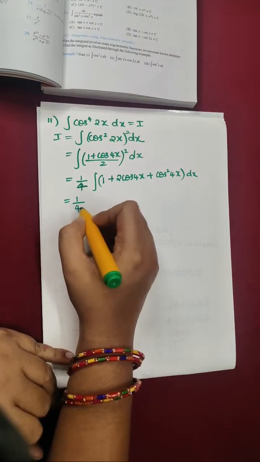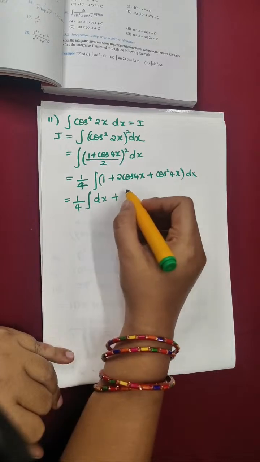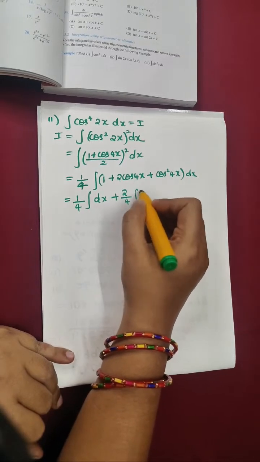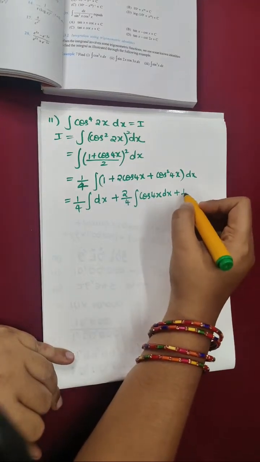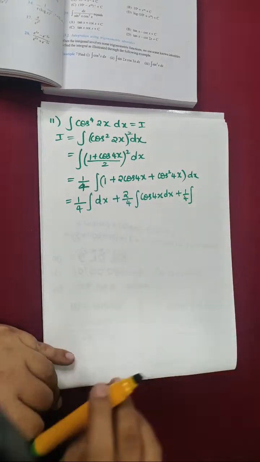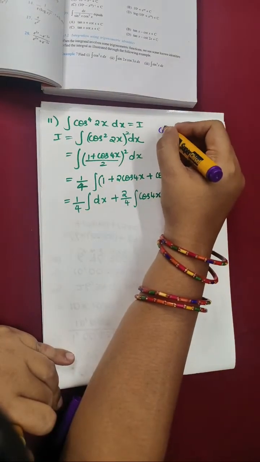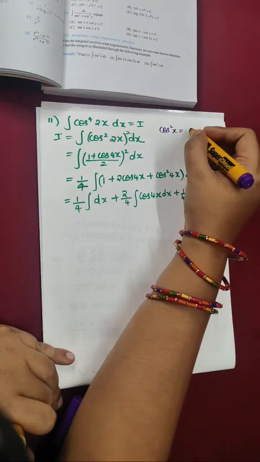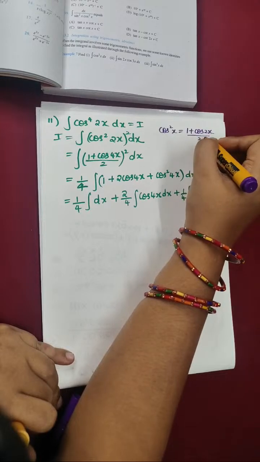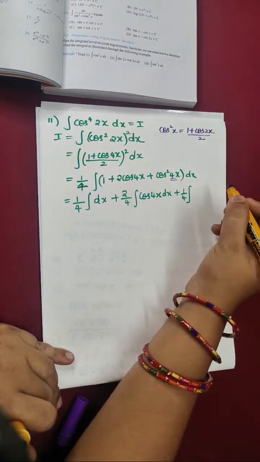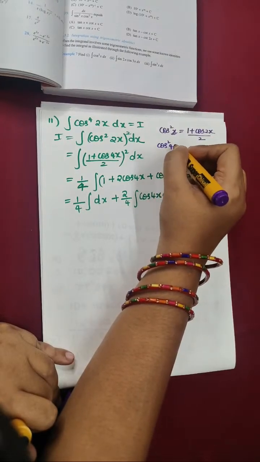So 1 by 4 integral 1 into dx. I am taking this 2 outside. So 2 by 4 integral cos 4x dx plus 1 by 4. In place of cos square 4x, what we got for cos square x? That is cos square x equals (1 plus cos 2x) by 2. And what we have here? 4x. So replace this x as cos square 4x.